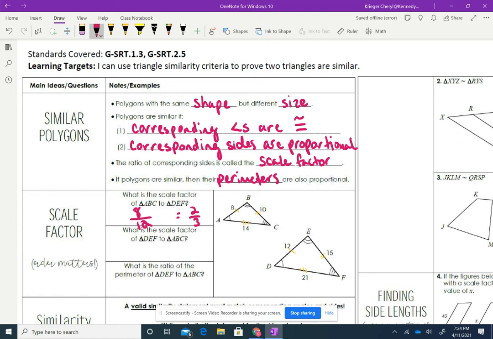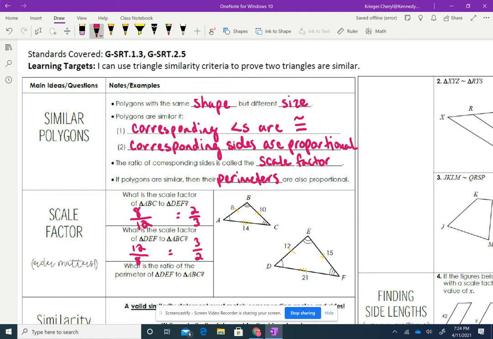How about the other way around? So the scale factor of DEF to ABC. Well, let's do it. Same parts, DE to AB, 12 to 8. That scale factor is 3/2.